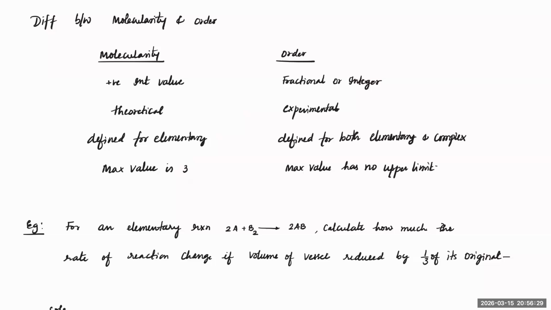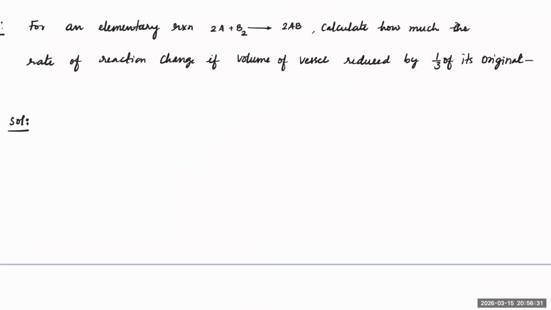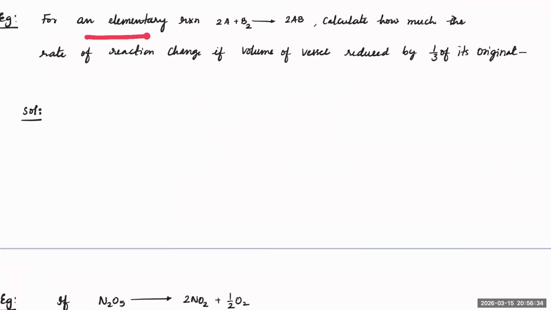Okay. Now, let's notice this question, how it has been framed. For an elementary reaction, 2A plus B2 is giving 2AB. Calculate how much the rate of reaction changes if volume reduces to 1/3 of its original. Now what we need to understand is that this is an elementary reaction.